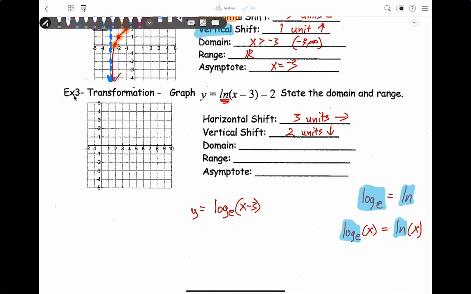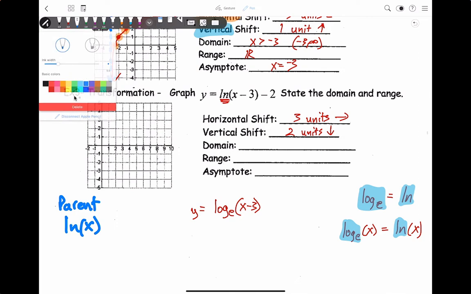As far as the shifting, as far as the moving and stuff, that's what we're going to get whenever we do the transformation. Okay, so the parent function, again, was natural log of x. Let me go ahead and draw that right quick. The parent function was natural log of x. And let me show you what that looks like.